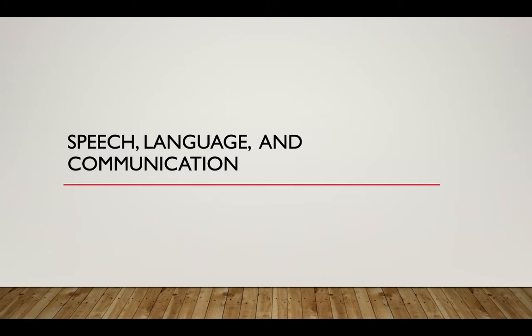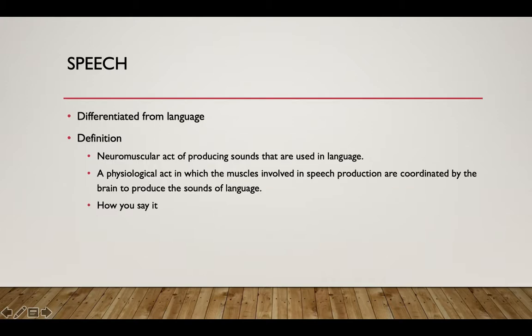We're going to look now at this brief definition, and then we're going to reference that case study again and see if we could connect anything to a possible speech, language, or communication deficit. So first of all, we're just going to go over these definitions. Speech.